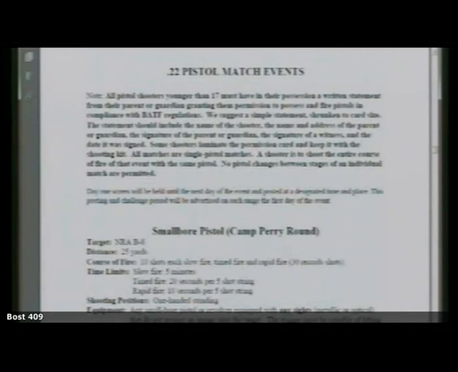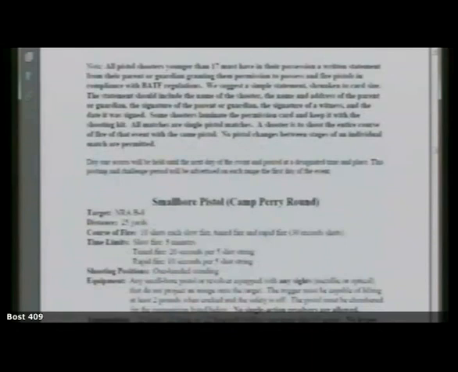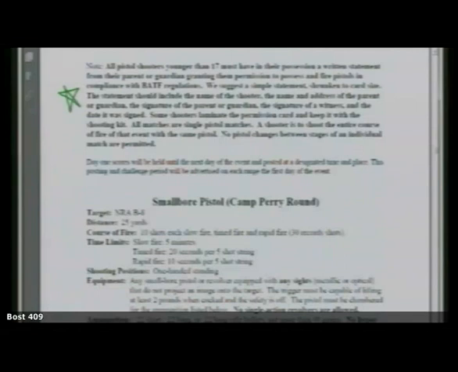The 22 pistol match has 2 events. And the first thing I want to point out here is the statement at the top of the page. It says all pistol shooters younger than 17 must have in their possession a written statement from their parent or guardian granting them permission to possess and fire pistols in compliance with the Bureau of Alcohol, Tobacco, and Firearm Regulations.